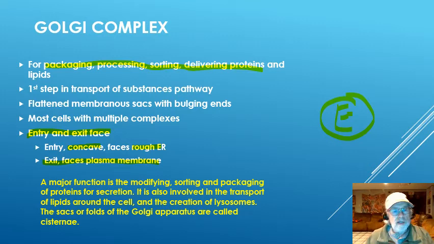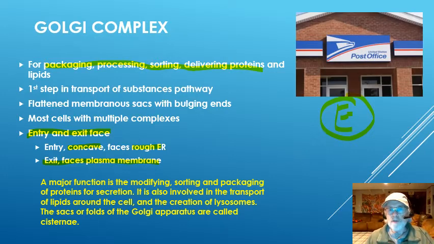Something that's folded over and folded over and folded over, like an accordion, you know, type of paper. And that's what the Golgi complex looks like. So basically, the Golgi complex is like the post office.